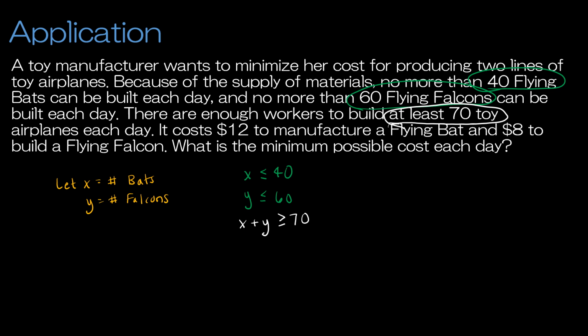So minimum is dealing with cost, and that means that's the objective function. Z, it costs $12 for a bat, so 12x, and $8 for a falcon, so 8y. I add that together to get the total possible cost each day, and I'm trying to minimize that. So let's pop over to Desmos and plug these in to solve.